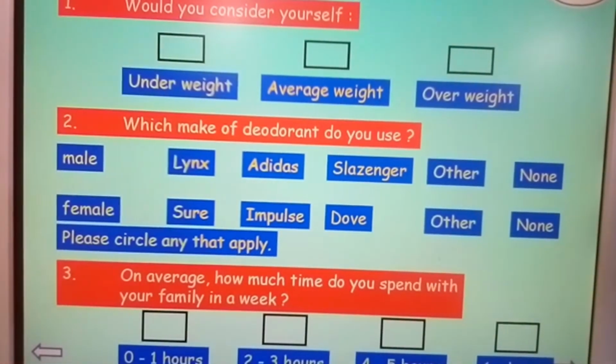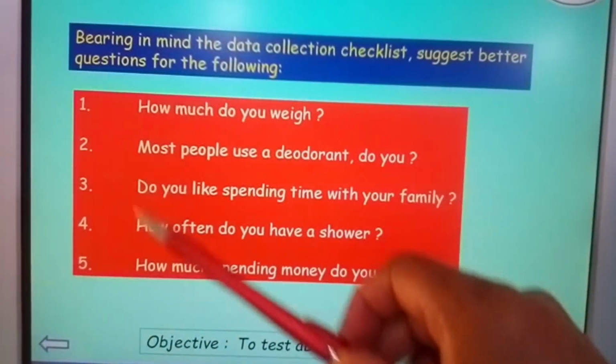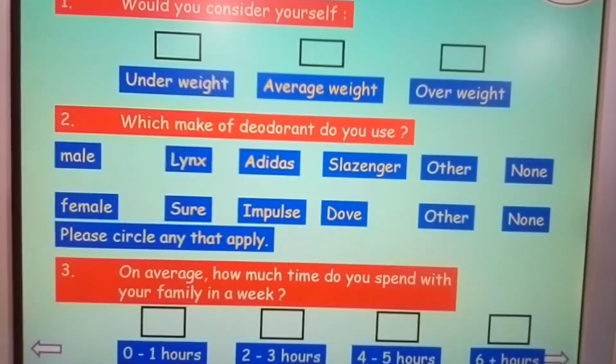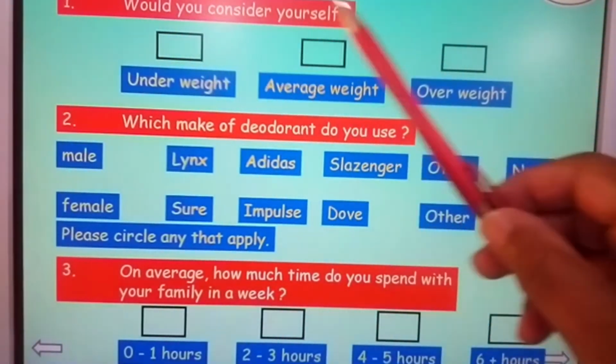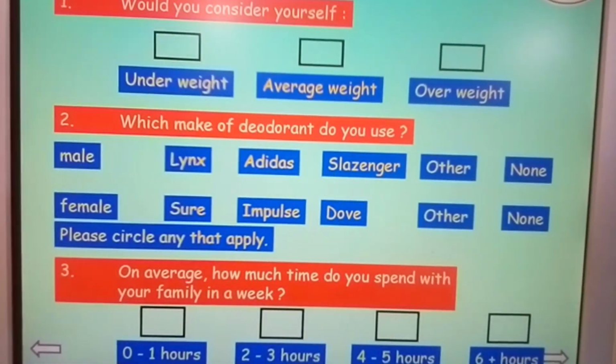So, looking at this type of questioning, and this type of questioning, you can then see that these questions are set out in a manner that is more appropriate for an individual to answer.